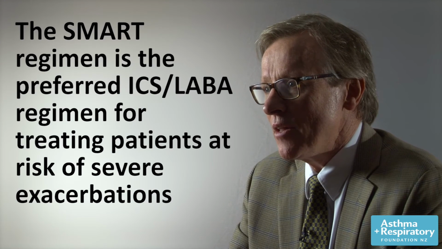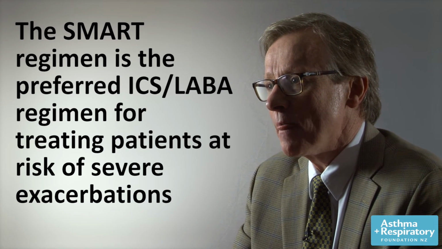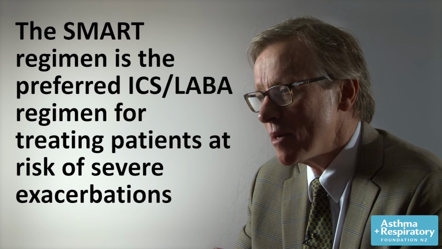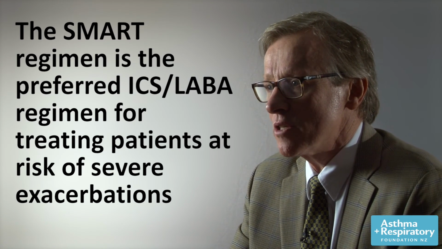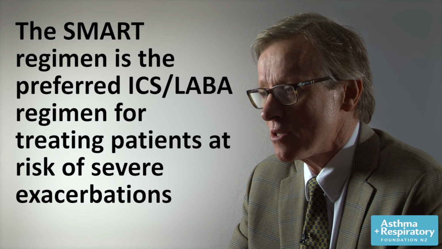The other regime is called the SMART regimen, and that uses an ICS fast-acting LABA as a combination inhaler, both as maintenance and also, because it has a fast onset of action of the LABA component, can also be used as reliever therapy, and that is called the SMART regime. And the evidence suggests that when you use an ICS LABA in accordance with the SMART regime, it is more effective in terms of reducing the risk of severe exacerbations.